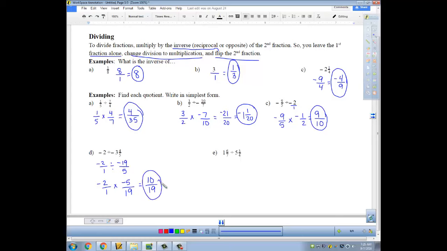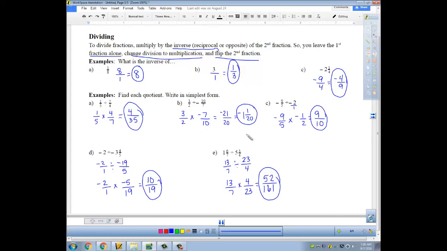Last one, we need to turn our two mixed numbers into improper fractions before we can do the keep, change, flip. So 7 times 1 is 7, plus 6 is 13 over 7. 5 times 4 is 20, plus 3 is 23 over 4. So keep the first fraction, change division to multiplication, flip the second fraction. 13 times 4 is 52, and 7 times 23 is 161, and that cannot be reduced, so I'm done.